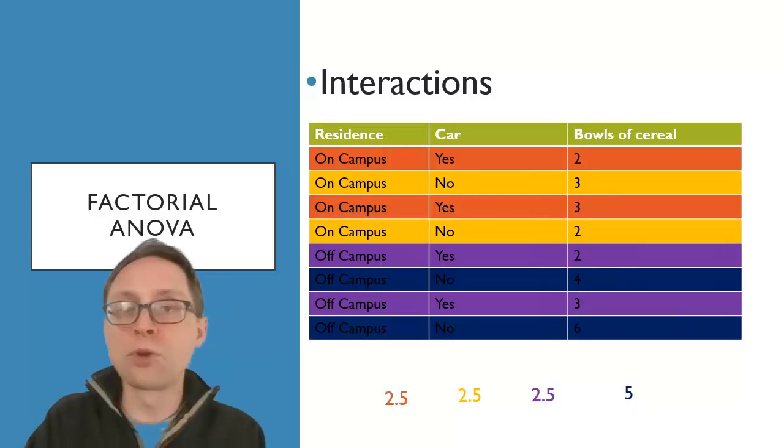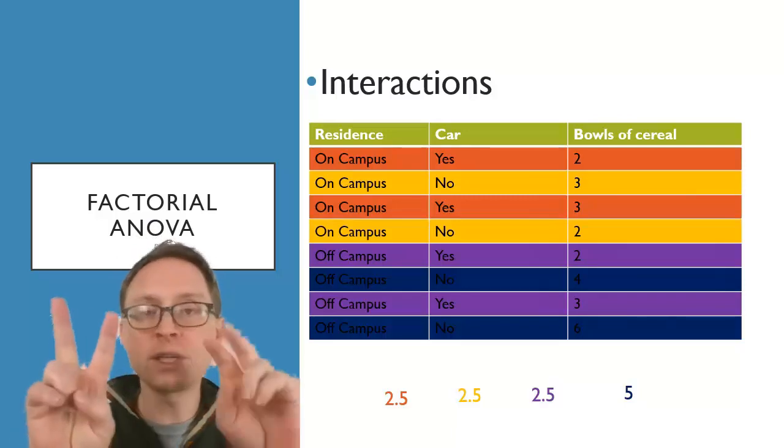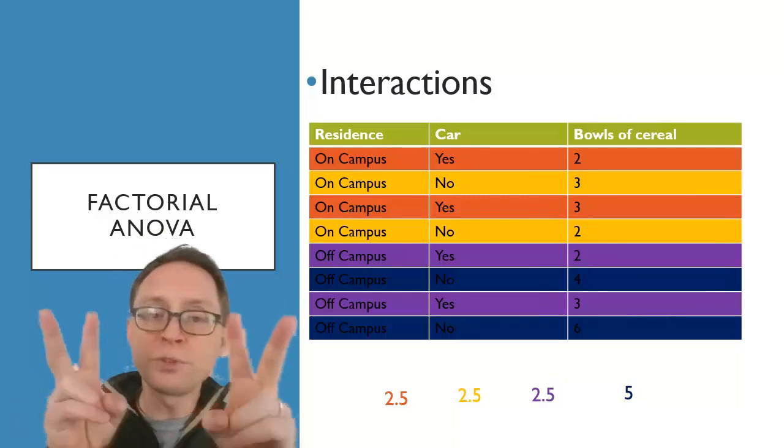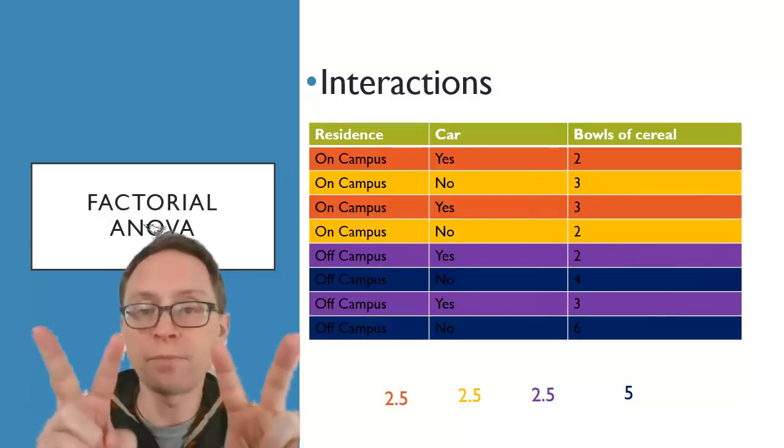Here's one way you know how many groups you should be looking at. Remember, this is a 2 by 2, right? Two levels of residence, two levels of car. 2 times 2 is 4. That's how many groups you're going to have in the interaction.